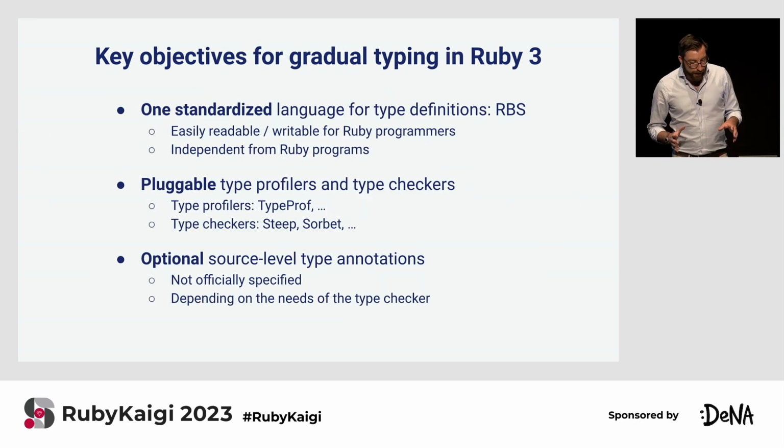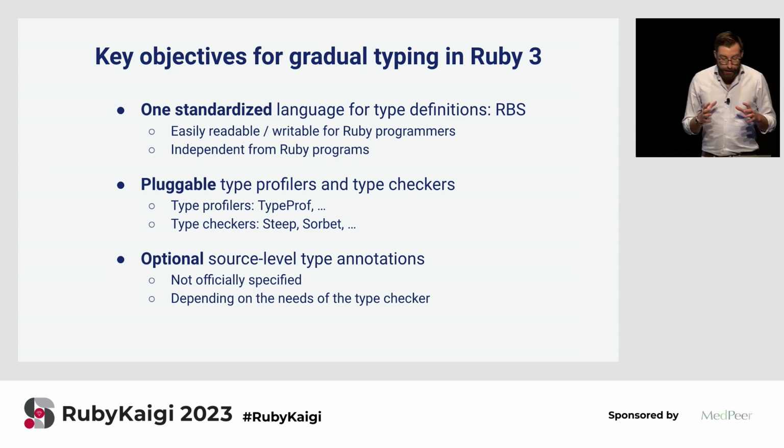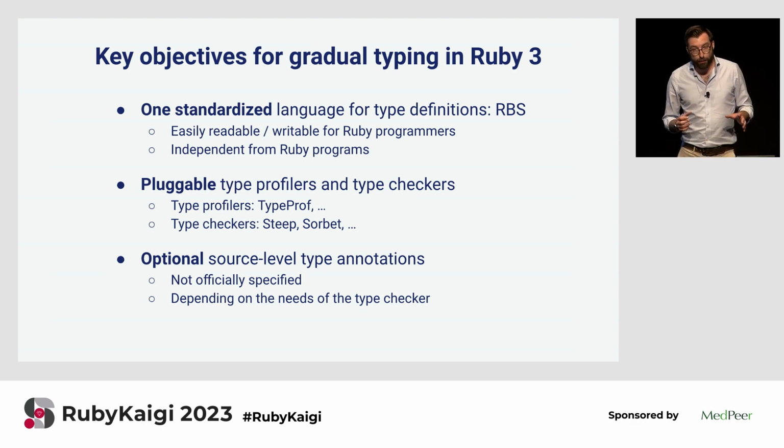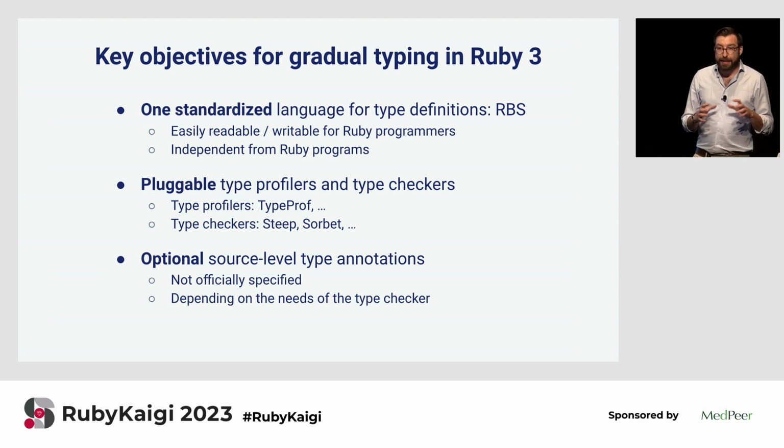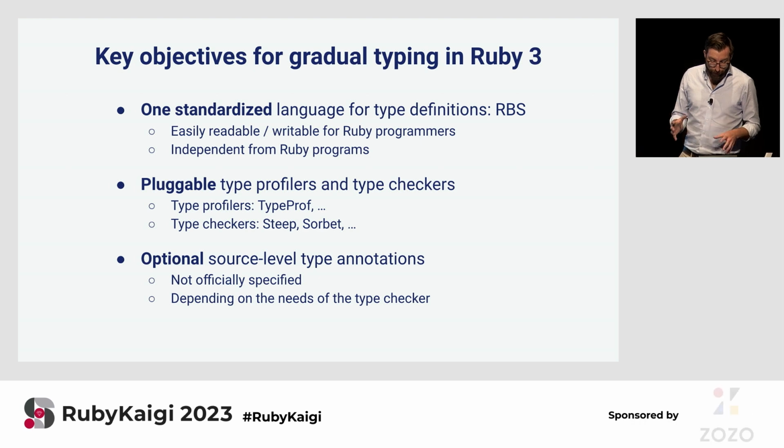The key objectives of gradual typing for Ruby 3 were to provide one standardized language for type definition, which is RBS. It's easily readable and writable for Ruby programmers. And it's independent from Ruby programs. You do not have the type annotations and the type definitions directly in the application code.